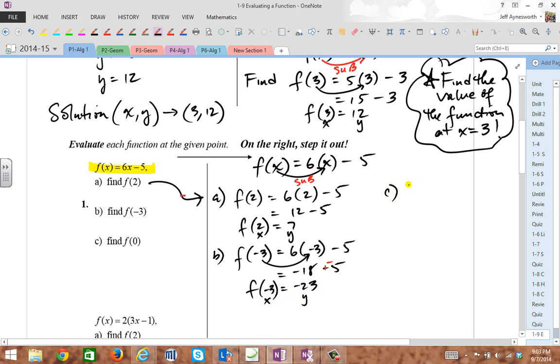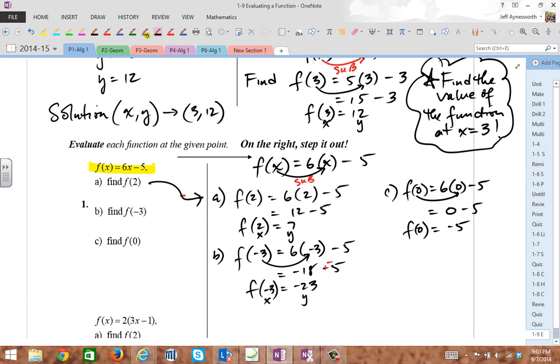And then my third one here, f of 0, well, this one's easy, right? All right, 6 times 0, once again, I substitute that in, minus 5. Well, anything times 0 is 0, minus 5 gives you a negative 5. So we say that f of 0 equals negative 5. And that's how it's done.